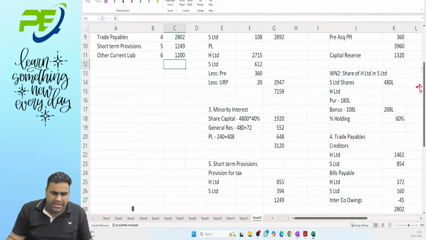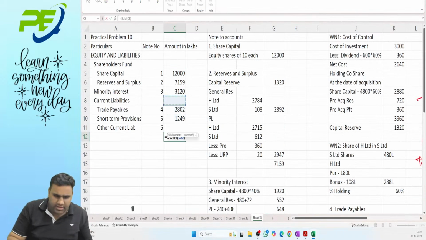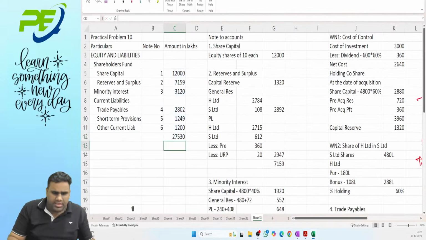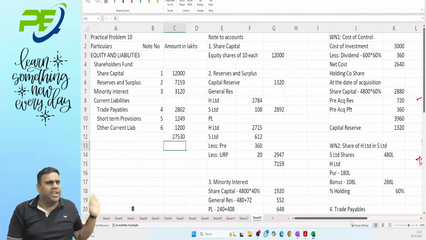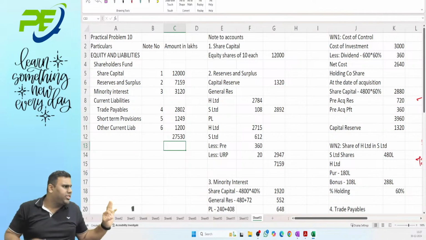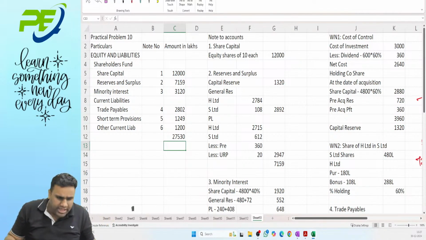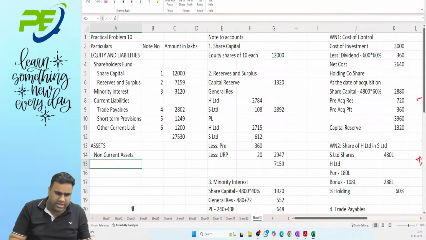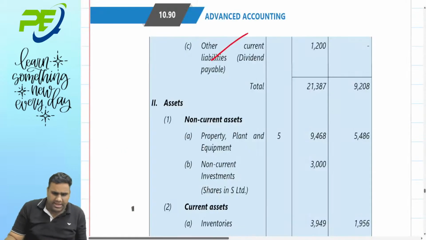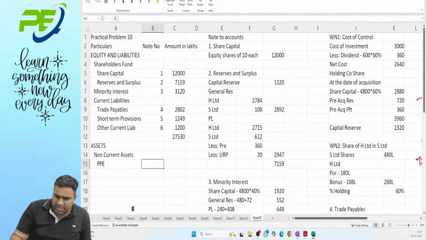So I think the liability side is over. The balance sheet total is 27,530. Any doubts for anyone? Now moving to the asset side. Non-current assets. Property, plant and equipment. Note number 7.